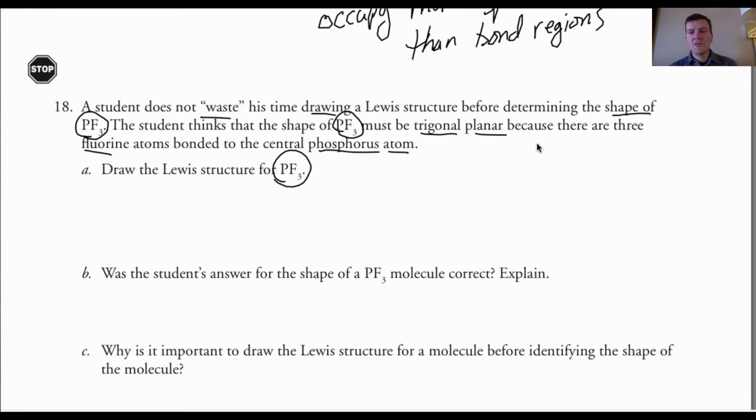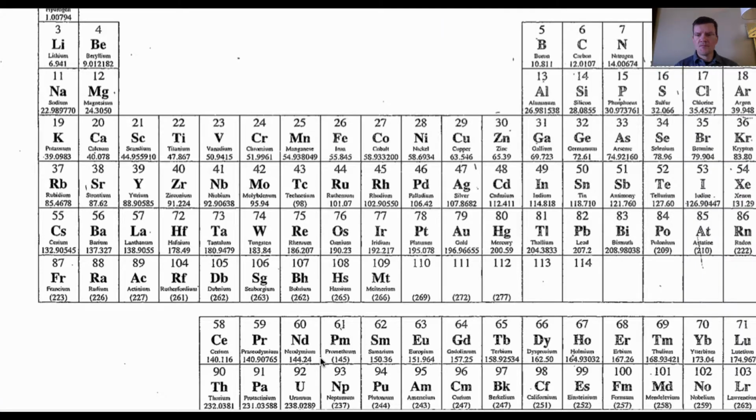First thing you're going to want to do is determine or count the total number of valence electrons. Okay? So I have 1 phosphorus, I have 3 fluorine, and if we look on the periodic table, let me pull up the periodic table here.